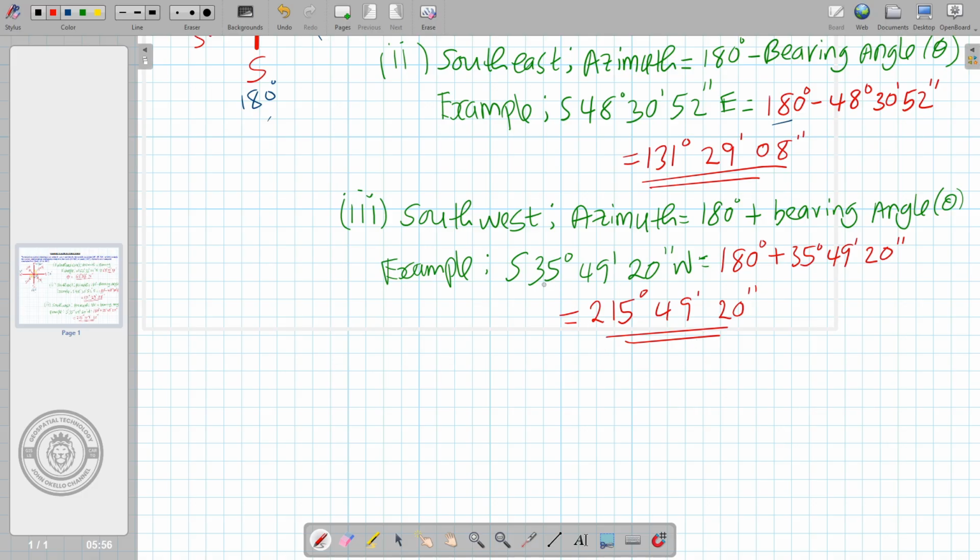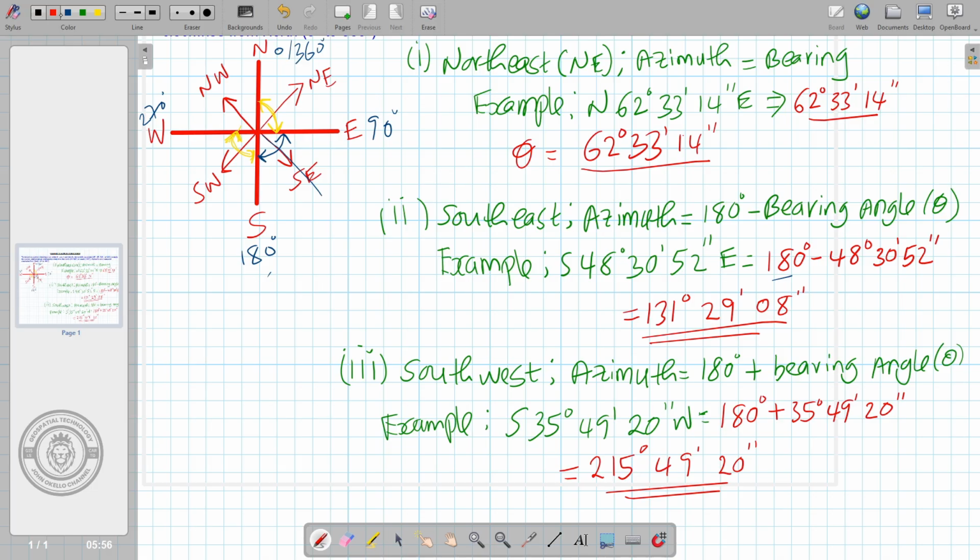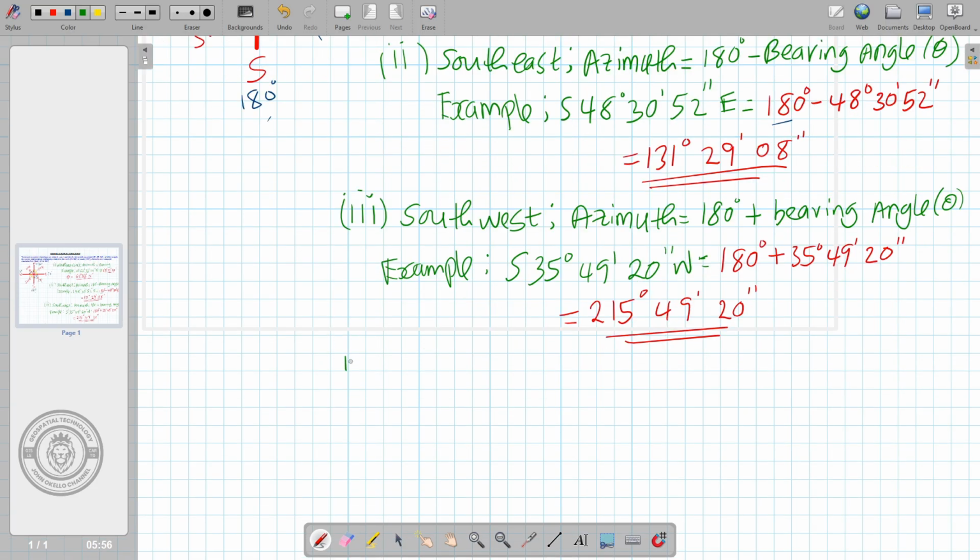And lastly, if a bearing falls in the fourth quadrant, that is northwest, that means we'll have 360 degrees minus the bearing. That's the last rule.